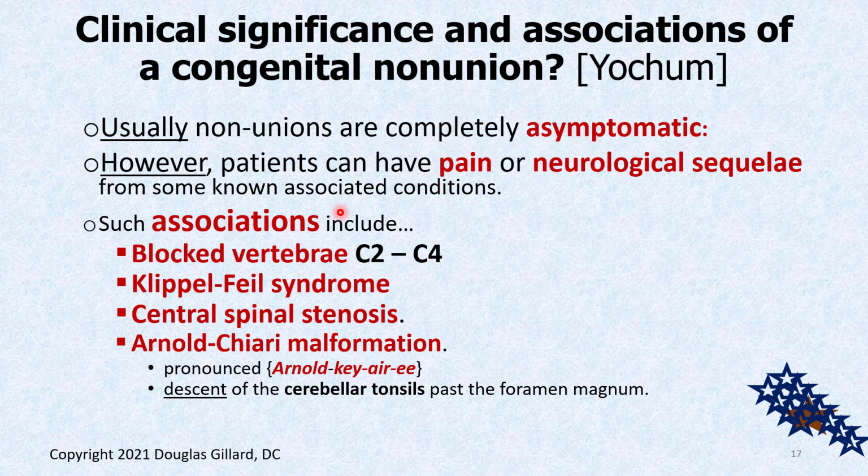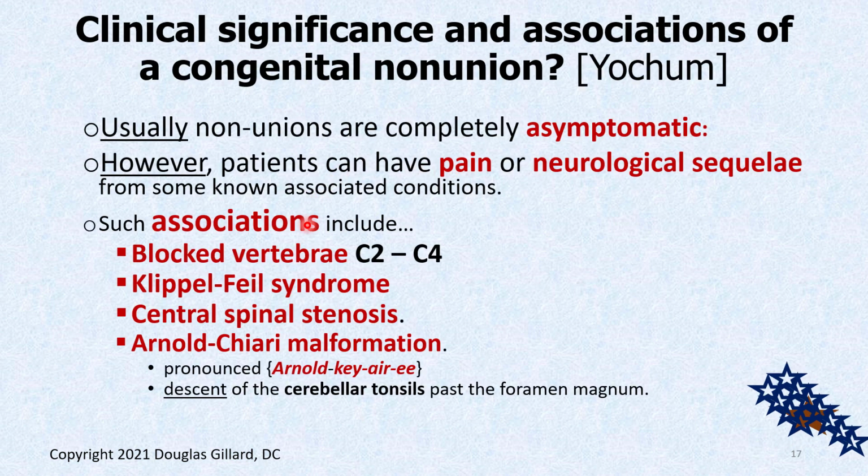People with agenesis of the posterior arch also have these congenital defects: blocked vertebrae, Klippel-Feil syndrome. Central stenosis can be quite severe sometimes. And then one called Arnold-Chiari malformation, or sometimes they drop the Arnold and call it Chiari malformation. We'll talk about that one tomorrow. I'm not going to get to that now. Although tomorrow's our last lecture, I might have to cut that out. But we'll see.